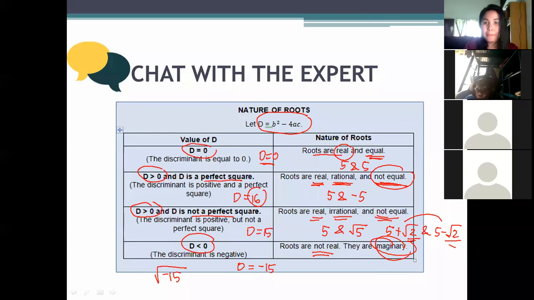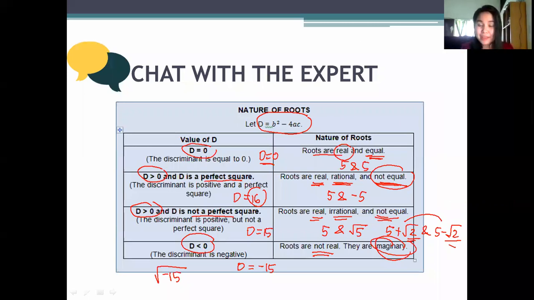Okay, now let's continue with some examples. Again, remember, if the discriminant is 0, the roots are real and equal. If the discriminant is positive and it's a perfect square, the roots are real, rational, and not equal. If the discriminant is positive but not a perfect square, the roots are real, irrational, and not equal. And lastly, if the discriminant is negative, then the roots are imaginary.